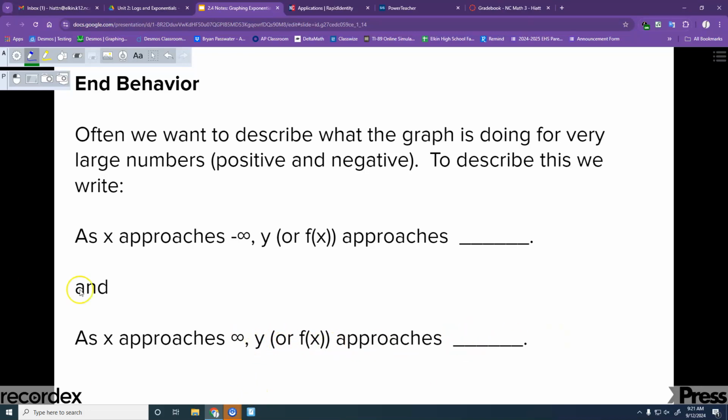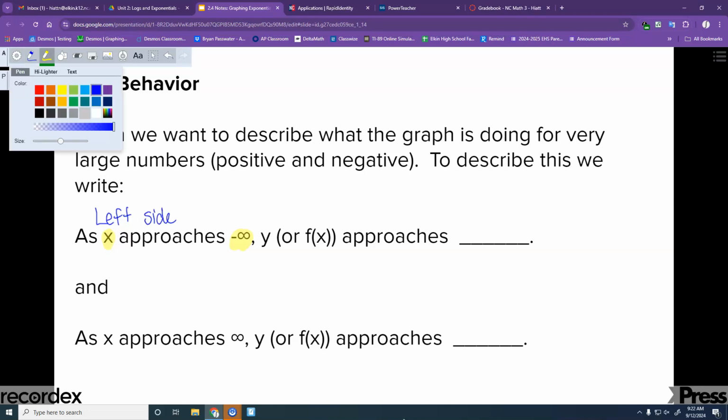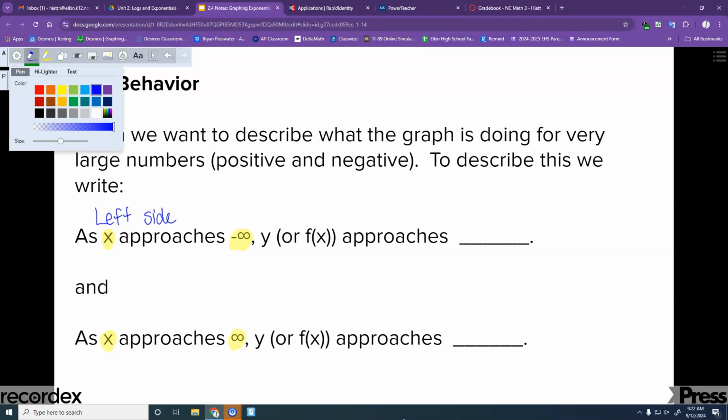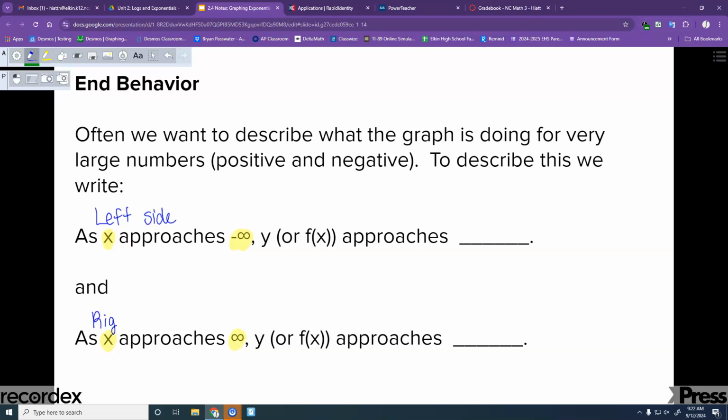Okay? So the first one right here, if x is approaching negative infinity, which side of the graph are you looking at? Okay? It's going to be left side. So this is the statement you would use for the left side of the graph. Then, if we got x is approaching positive infinity, which side of the graph is that? That is your right side of the graph.